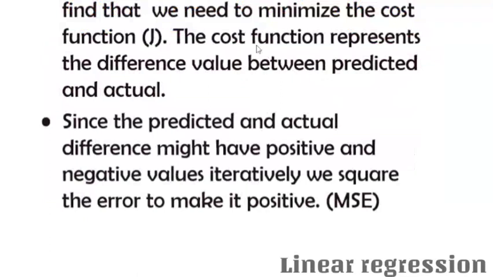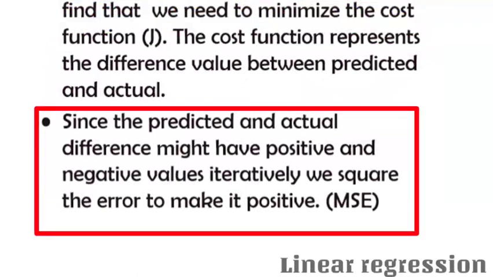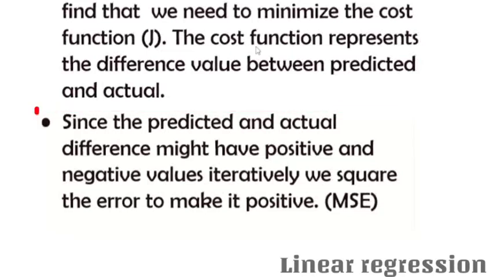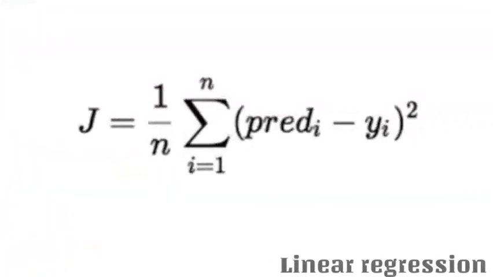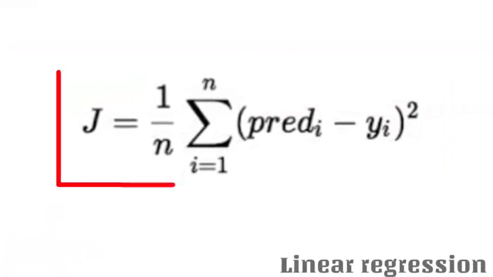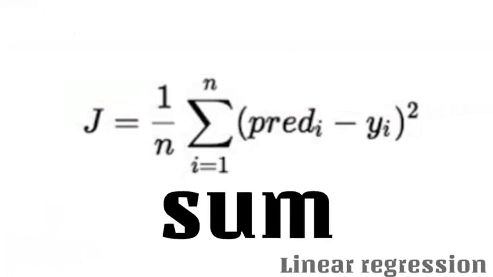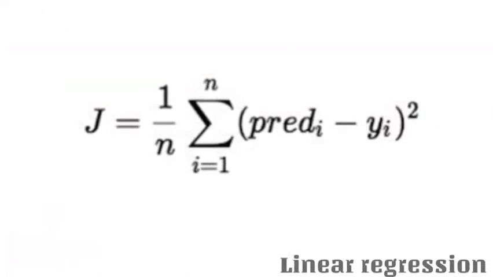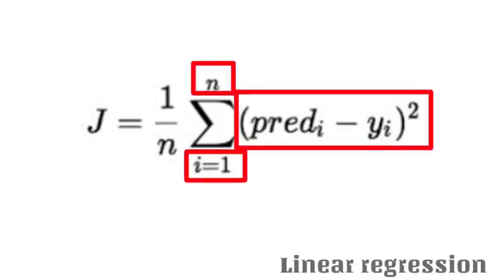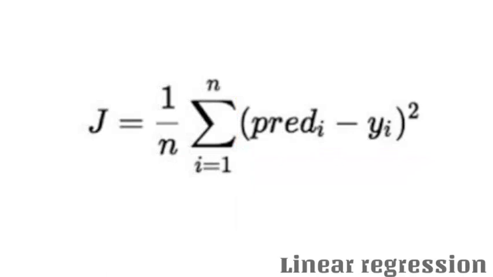Basically, since the predicted and actual value might have positive and negative values, we square the errors to make it positive. Okay, so we'll see the formula which will make more sense. So here J is equal to 1 divided by n summation. In the previous video we had already seen the summation, right? That is nothing but calculating the sum. Here in summation we have a variable i, which is varying from 1 to n, so n number of points.